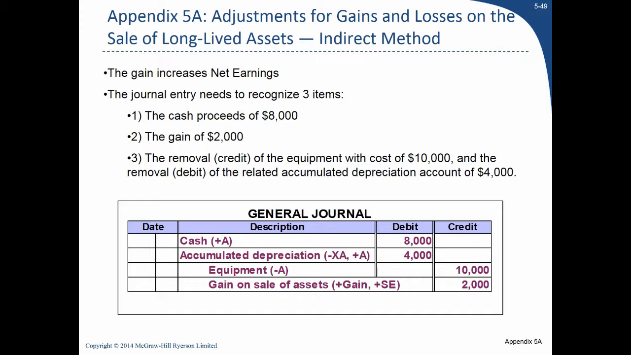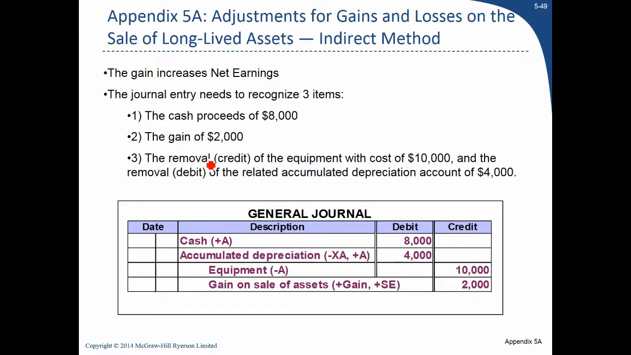Here's that journal entry that I just described. It's just a little bit more complicated. You have to remove the equipment or the land, the long-lived asset, whatever it is. You have to remove the equipment from the books. You also have to remove the accumulated depreciation, because these accounts accumulate balances separately, right?